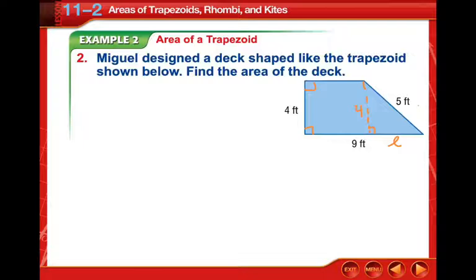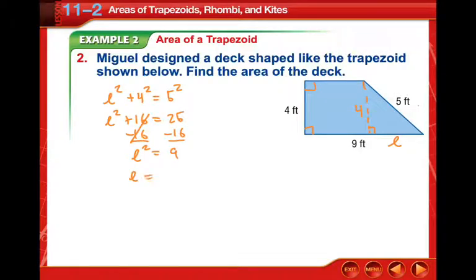So using Pythagorean theorem, L squared plus 4 squared is equal to 5 squared. So that's going to be L squared plus 16 equal to 25. So we need to subtract 16 from both sides. And L squared is equal to 9. It's a nice perfect square. So that's just 3. So now we know what our L part is. Our base 1 up on top, or base 2 since you already have one of the bases, is going to be equal to 9 minus 3, or 6. So we have one base is 9, one base is 6.